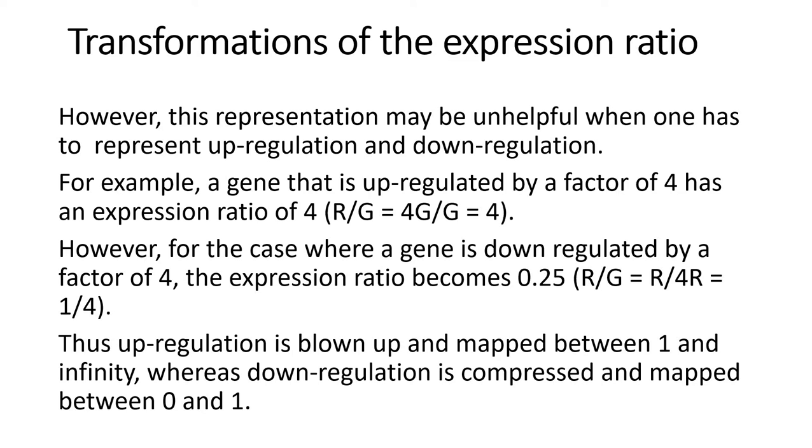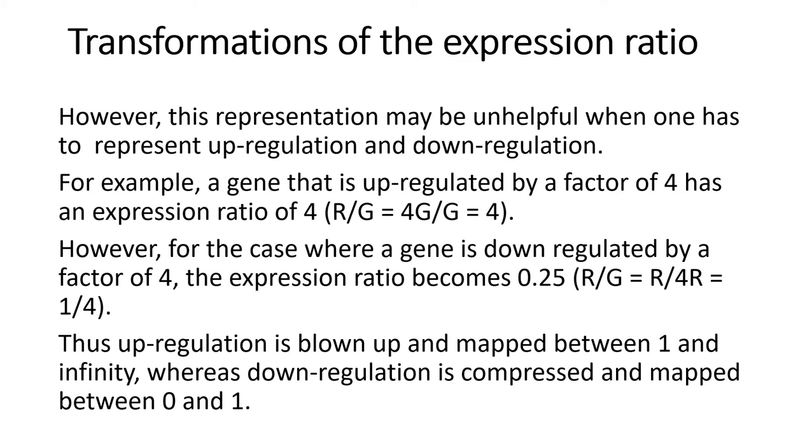There may be another case where the gene is downregulated by a factor of 4. What does it mean? Now the expression ratio becomes 0.25. What is the formula? TK is equal to RK by GK, so R by 4R. The ratio is now 1 by 4, that means 0.25. So it shows the downregulation of the genes, meaning genes are showing low expression.